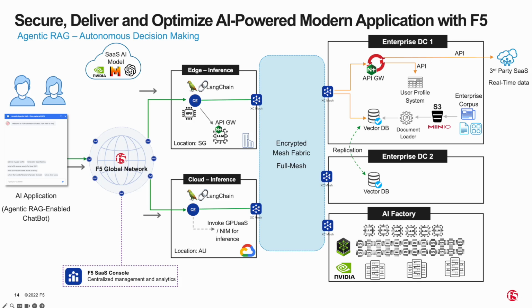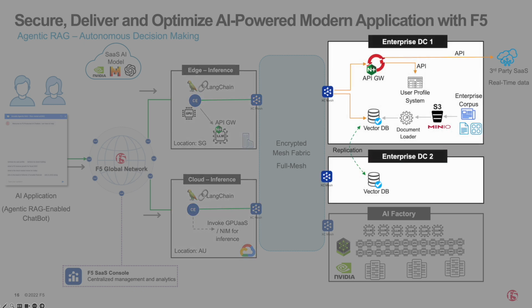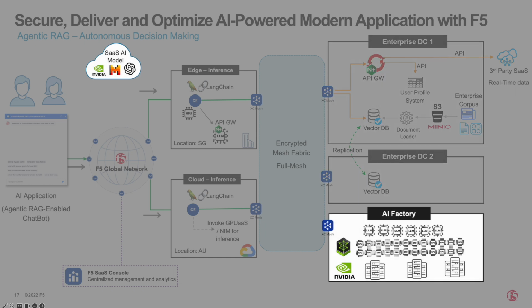Here is the reference architecture for the Agentic RAG demo, which I have divided into 3 distinct areas. Edge sites, which are distributed across multiple locations closer to the user. In this demo, the edge sites are located in Singapore and Australia and span across edge and public cloud. Enterprise data centers, represented as DC1 and DC2. And the AI Factory or SaaS AI providers, including hosted services like NVIDIA Inference Microservices, OpenAI, Mistral, and so on.